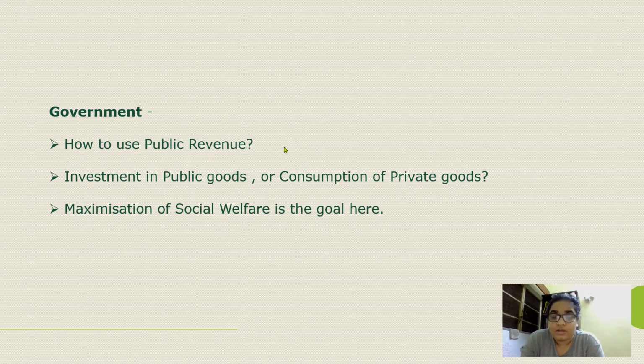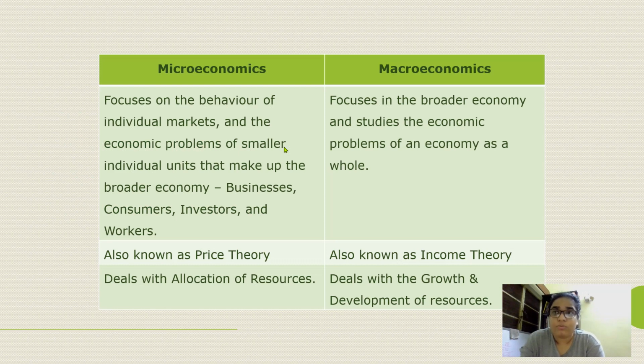The government aims at maximizing social welfare, good for all of us, good for everybody that they govern, right? Microeconomics and macroeconomics are slightly different, right? Microeconomics, like we discussed, focuses on the smaller individual units, right? Businesses, individual consumers, individual firms, individual investors, and workers, employees. Macroeconomics focuses on an economy as a whole. Say India as an economy as a whole, right? Or the world economy as a whole, macroeconomics.